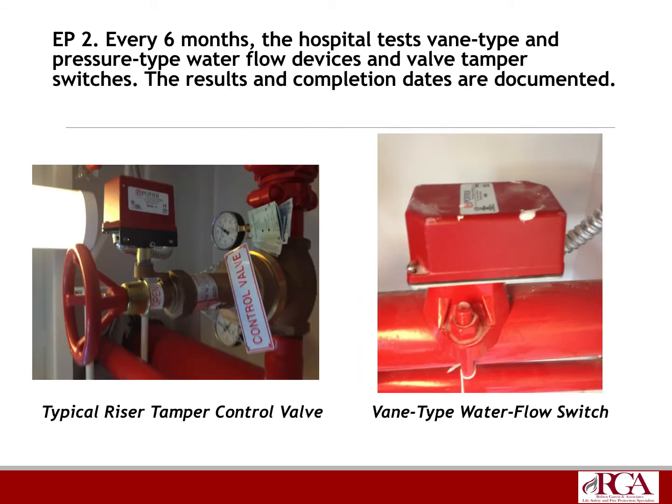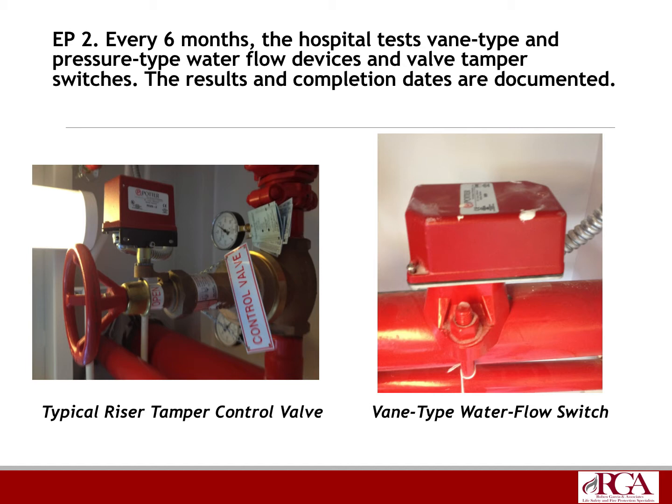Now going on to EP2, every 6 months, so this is a semi-annual, the hospital tests vane type and pressure type water flow devices and valve tamper switches. So there's your valve tamper switches that do produce a supervisory signal, but those specific supervisory signals can be tested on a semi-annual basis in lieu of quarterly. Now it also says that your vane type and pressure type water flow devices have to be tested semi-annually.